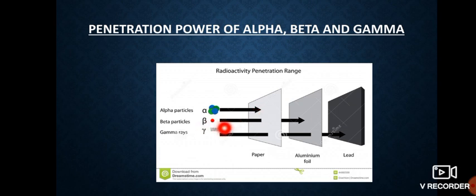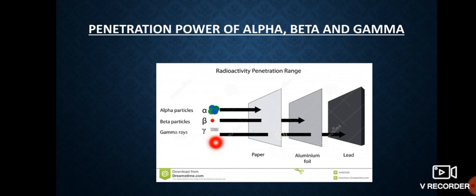Beta radiation can pass through paper and a few millimetres of aluminium. So this is an aluminium foil. It is thick, so beta radiation cannot pass through. If it was just a few centimeters thickness, it could have passed through.